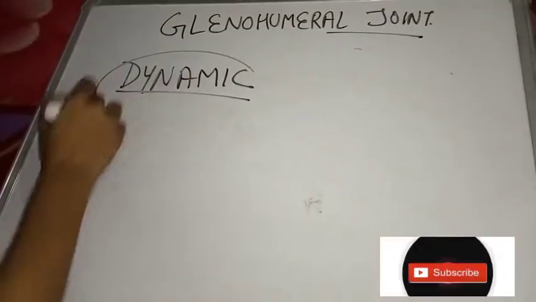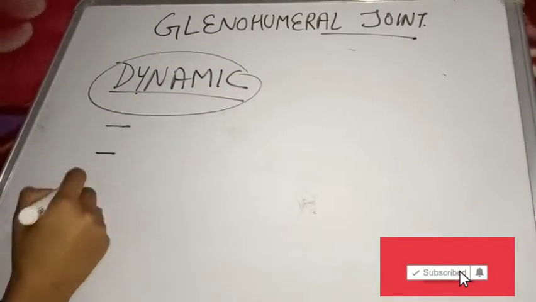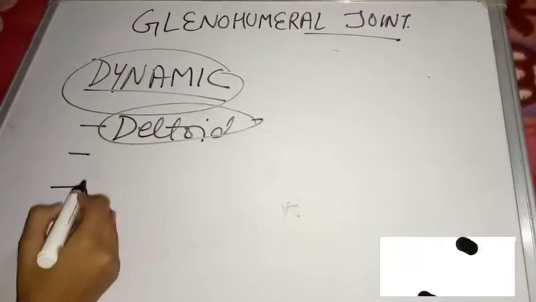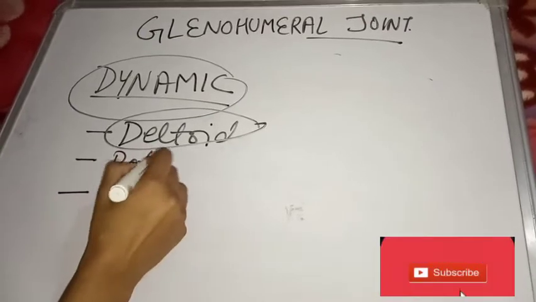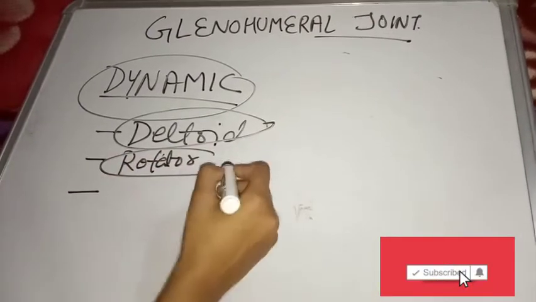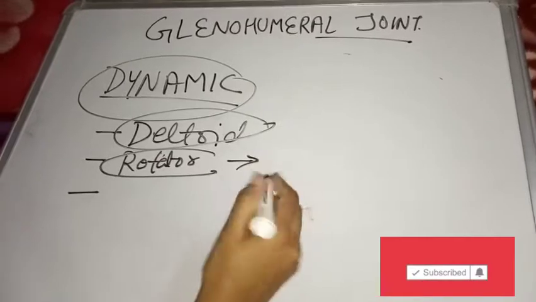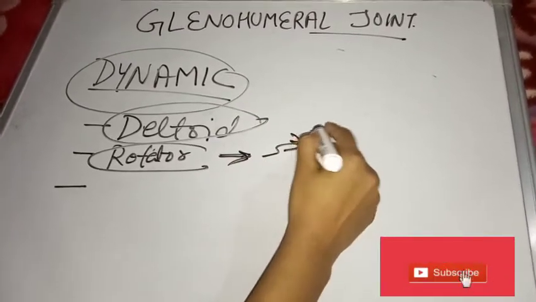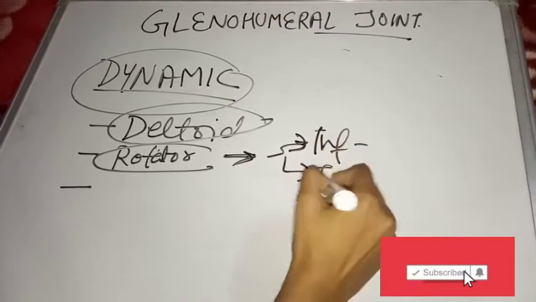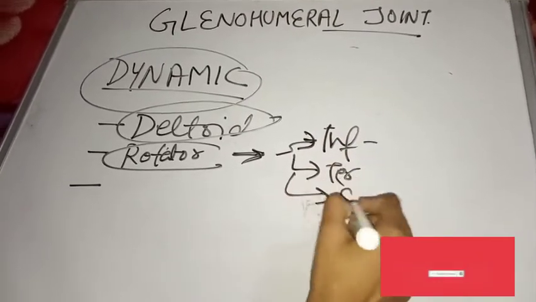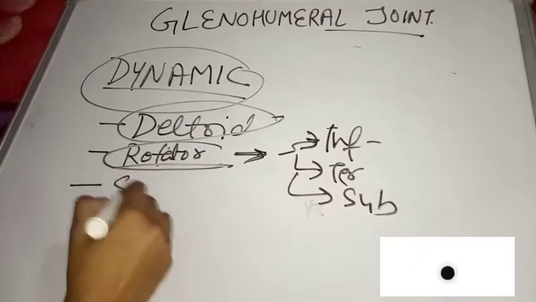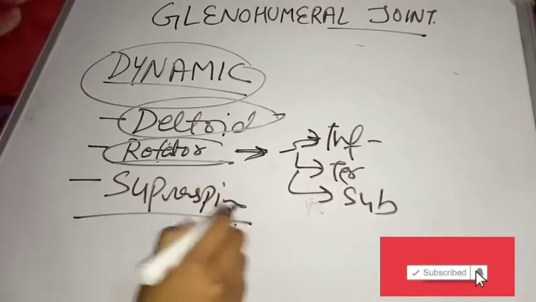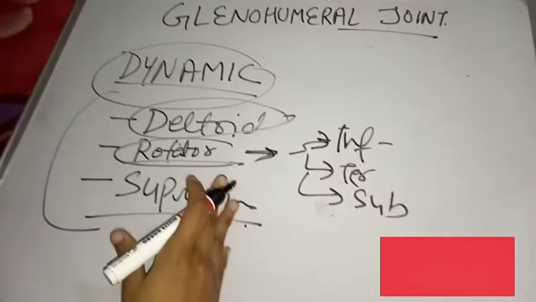So in dynamic stabilization, you have considered three resultant forces. First is from the deltoid muscle. Next is from the rotator cuff muscles, which are basically four muscles, but here we have considered only three: infraspinatus, teres minor and subscapularis. And the last is the supraspinatus resultant force. So this is all about dynamic stabilization.